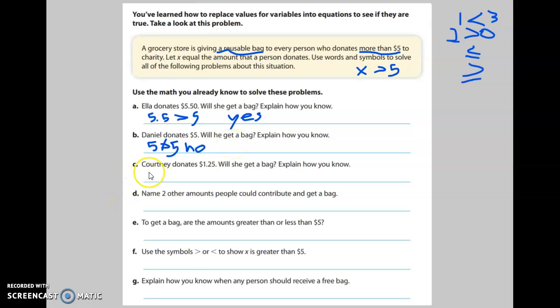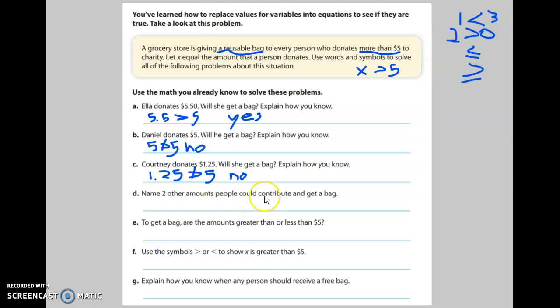Okay? Courtney donates $1.25. Will she get a bag? If I have $1.25 and you have $5, are you going to trade me? You're going to make money? No. $5 is way more than $1.25.